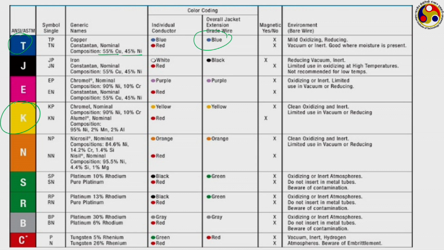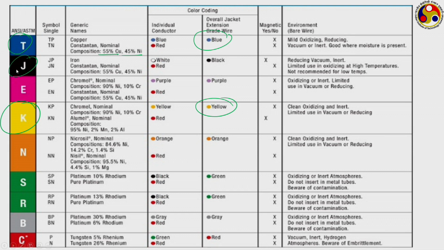Here we use two alloys, chromel, which is actually a combination of 90% nickel and 10% chromium, as the positive one, and alumel, which contains 95% nickel, 2% manganese, and the rest aluminum, as the negative material, and the outside color is yellow. So, these are probably the two most used thermocouples.